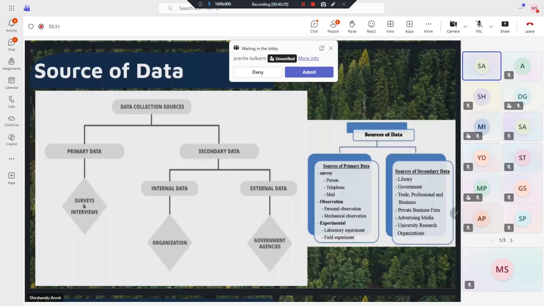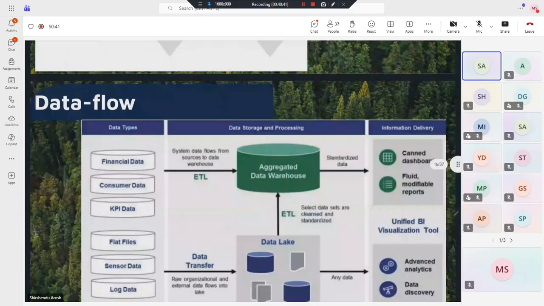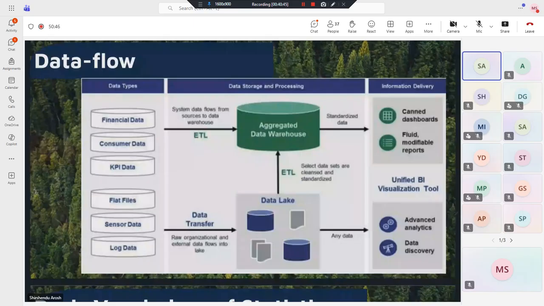Next is finally data flow. Probably the industry people will understand this. So initially we got a set of data types. There could be financial data, consumption data, KPI data, normal file data, sensor data, some log data, all the sources of data, or the kind of data you are getting.